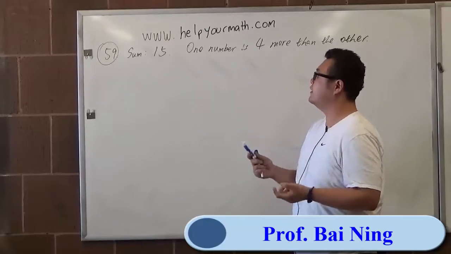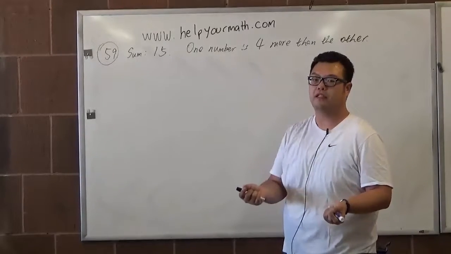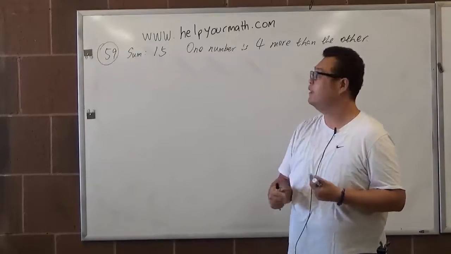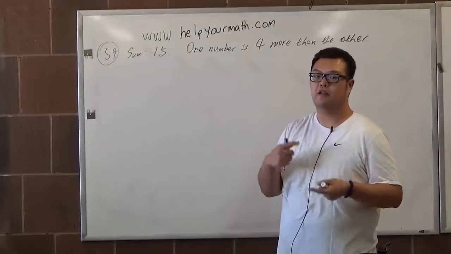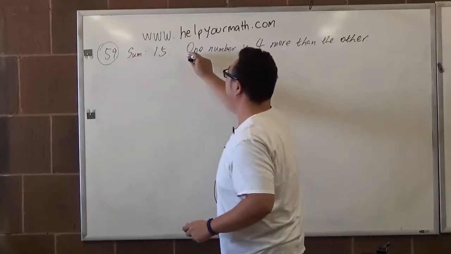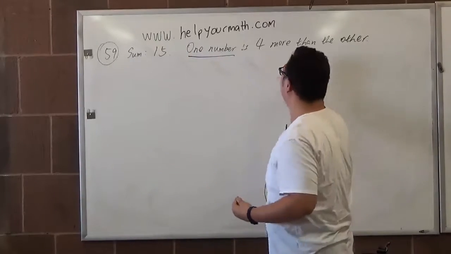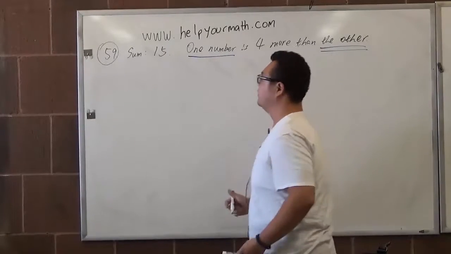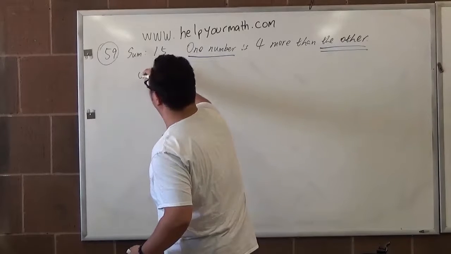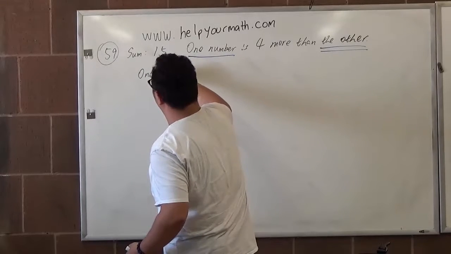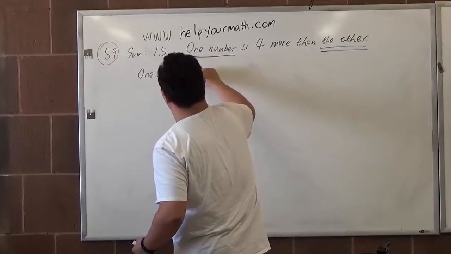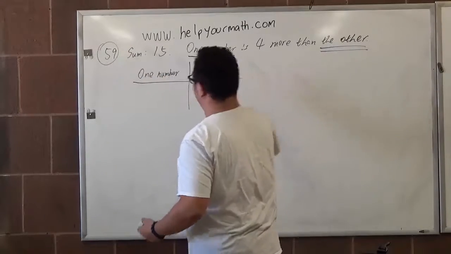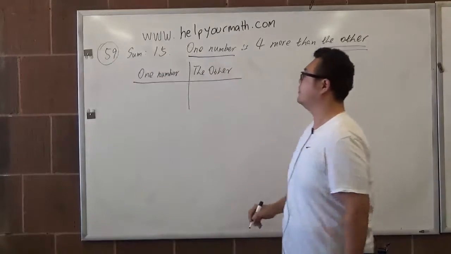Number 59. What it's telling us is the sum of two numbers is 15, and one number is 4 more than the other number. So basically there are two numbers. The question is telling us one number, the other number. So we have two variables from the question: one number, the other number. Two numbers we have.